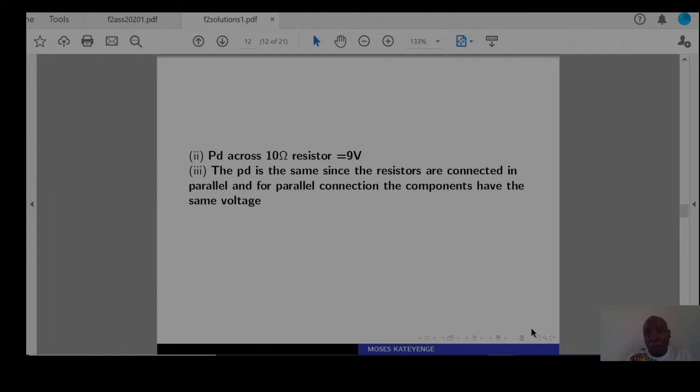This question is telling us to compare the PD of the 10 ohm resistor and the 2 ohm resistor. Now we've already done this in the previous question. We said that if resistors are connected in parallel, they have the same PD. These 3 resistors, that is 1 ohm, 2 ohm, and 10 ohm, are all connected in parallel. Because they're all connected in parallel, they're going to have the same PD as the PD of the source. That means that the voltage across the 10 ohm resistor is the same as the voltage across the 2 ohm resistor, and this is equal to 9 volts.